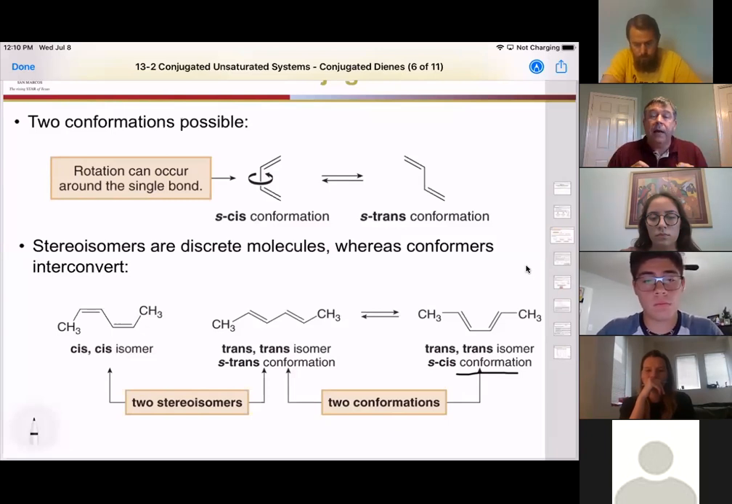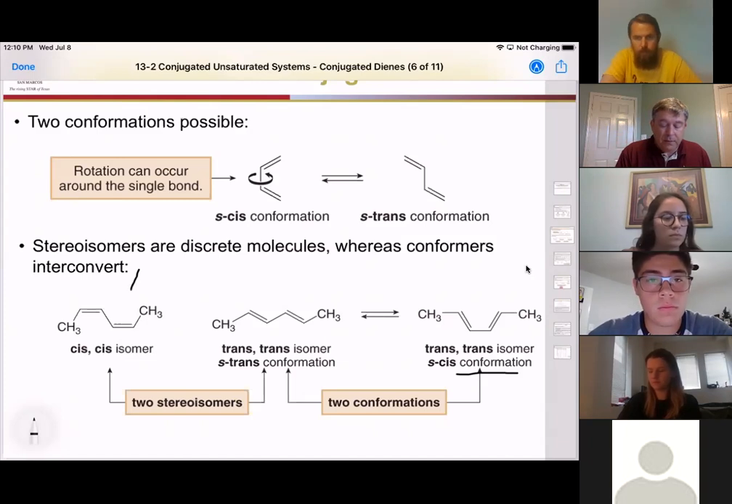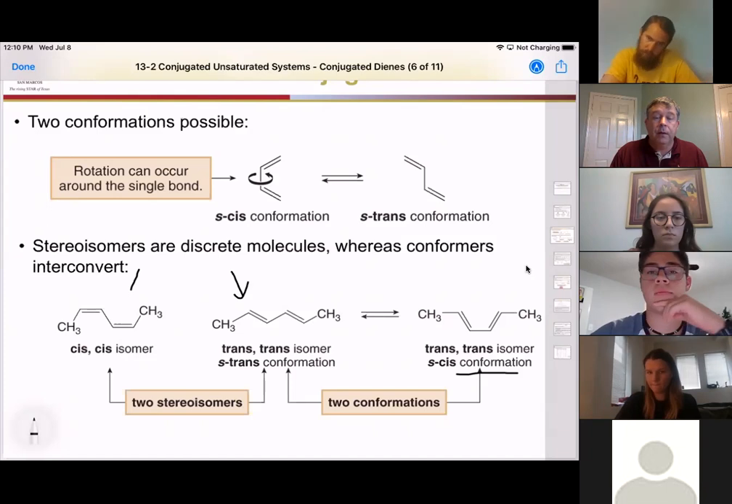So in some reactions, the S-cis configuration is required. And in some reactions, it doesn't matter. It'll react as the S-cis or the S-trans. So we need to think about that: if we cannot manipulate the double bond, we will have specific stereoisomers associated with it. For example, this cis-cis versus cis-trans, these are stereoisomers because those double bonds do not rotate. So they are discrete molecules.